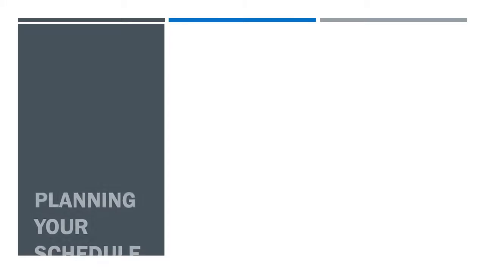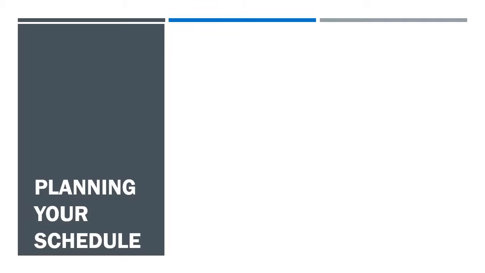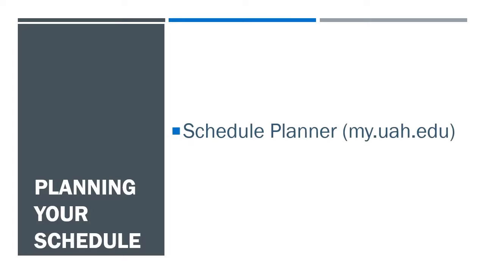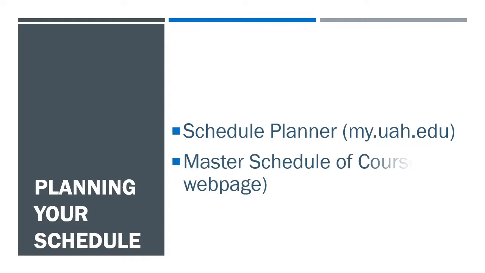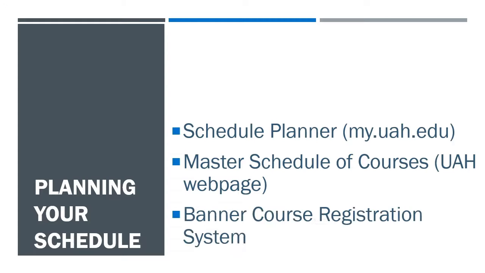Now, let's review the tools that you can use to plan your schedule and register. There are 3. The first is Schedule Planner, which you can access at my.uah.edu. Then the Master Schedule of Classes, which you can find on the UAH website. Third, the Banner Course Registration System.